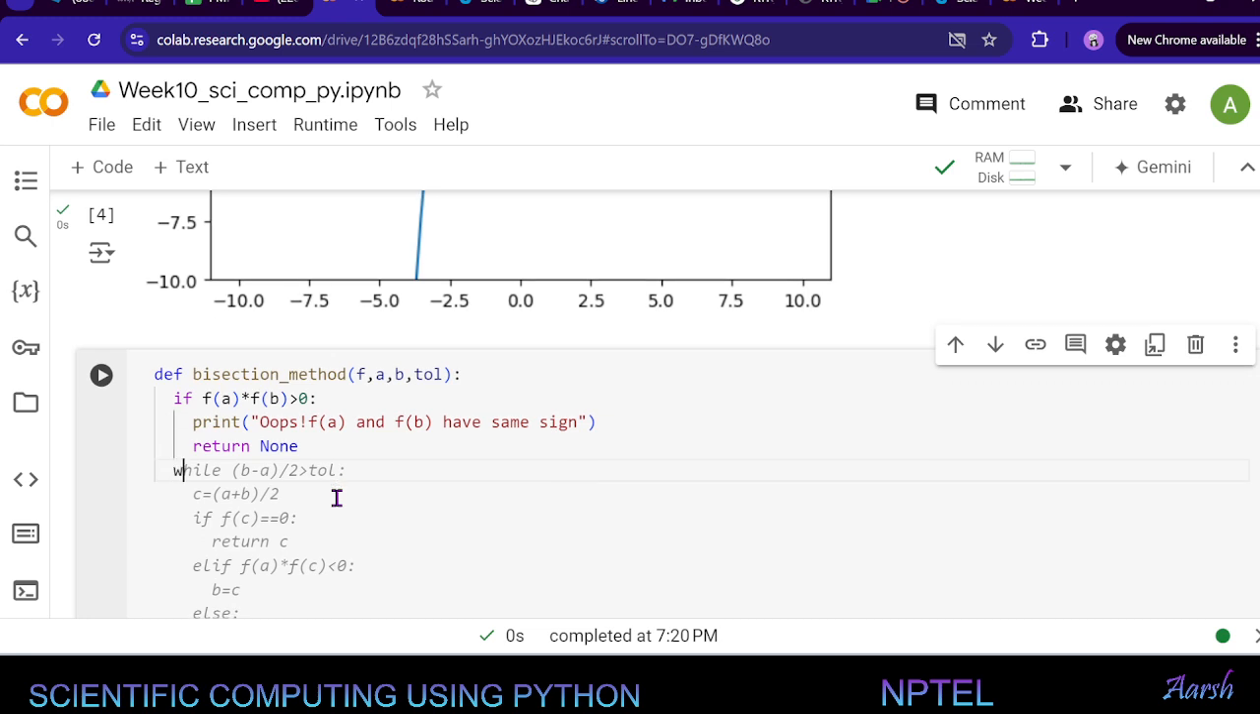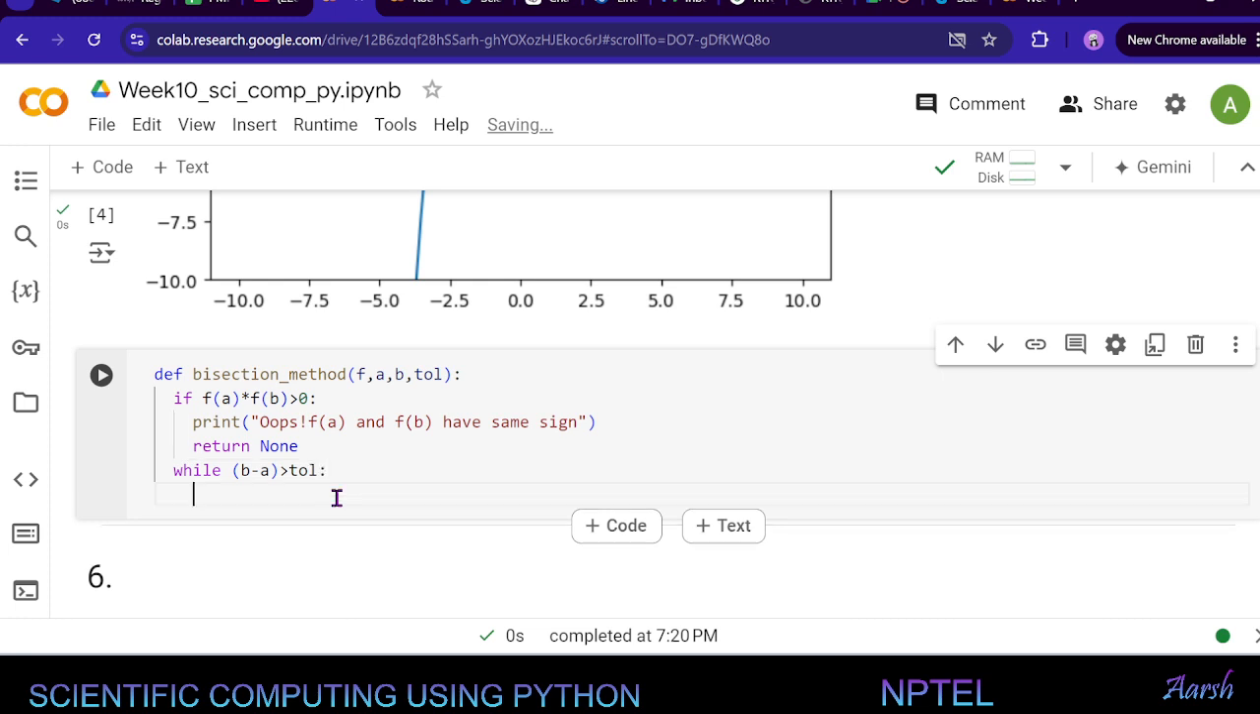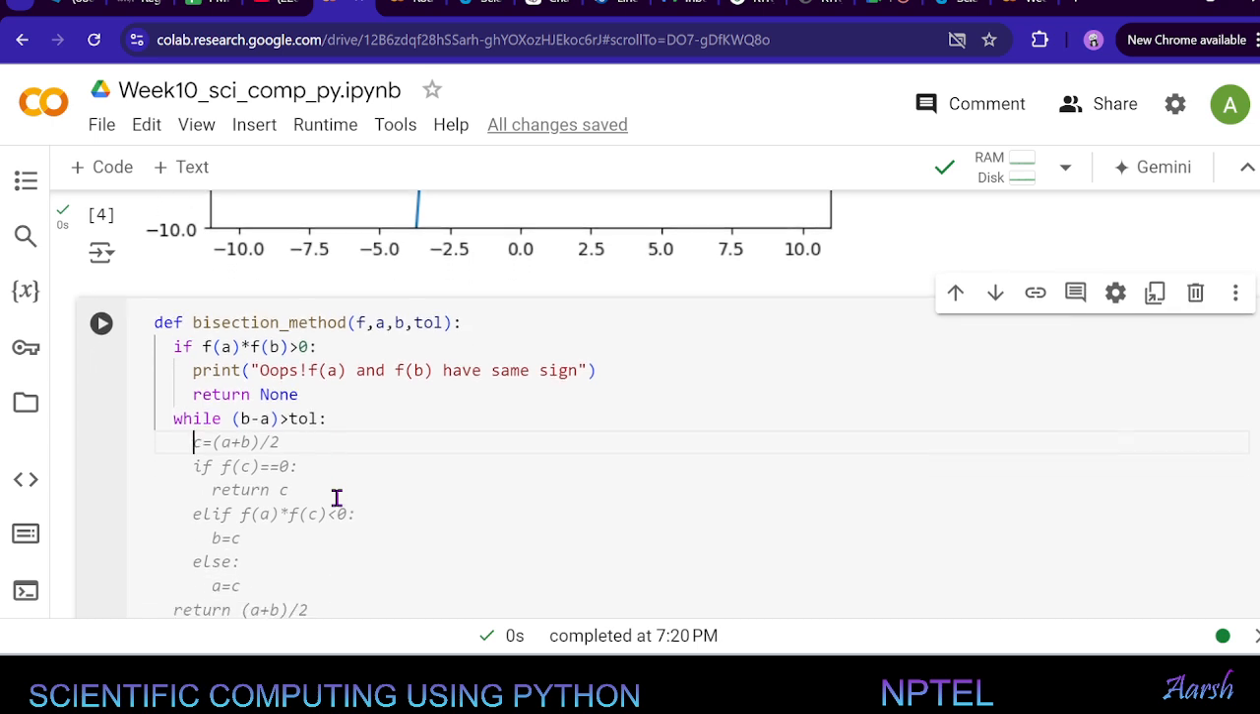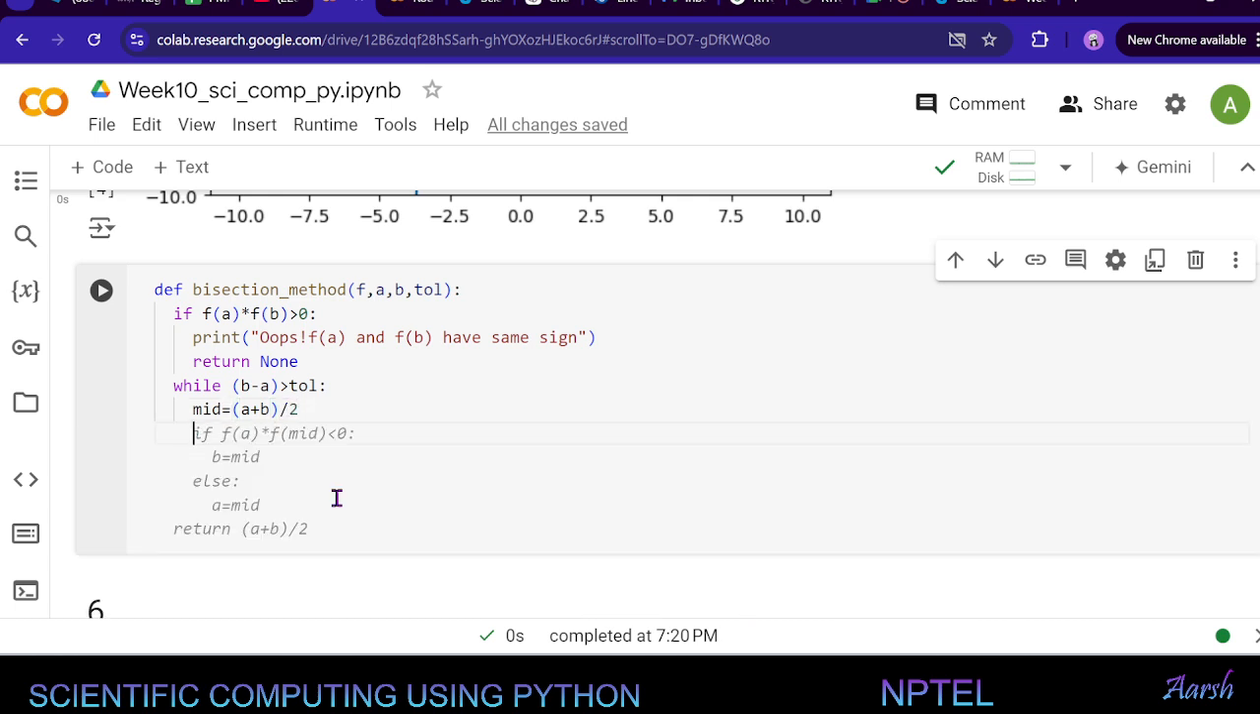And otherwise we follow this while loop. If b minus a is greater than tolerance, if b and a are close enough to some tolerance value, then we don't want to do anything, right? We can give either of them as the answer. So we can define this midpoint, which is c, but let's call it mid. Mid is equal to a plus b by 2, and then it gives the answer.